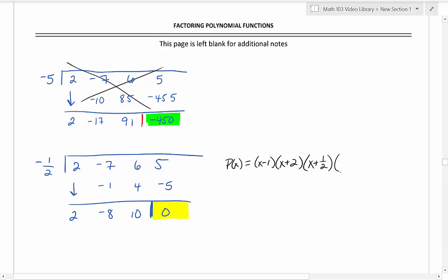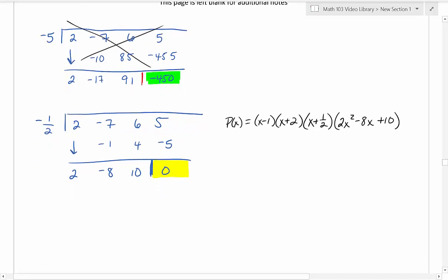The next factor is going to be quadratic because we were breaking down a cubic: 2x squared minus 8x plus 10. Once the largest factor you have is quadratic, you don't have to check zeros anymore because we have so many techniques for dealing with quadratics. The first thing I would do is try to factor this by traditional methods. I know that there's a GCF of 2 that I could factor out, so let's do that. Monomial factors go in the front.